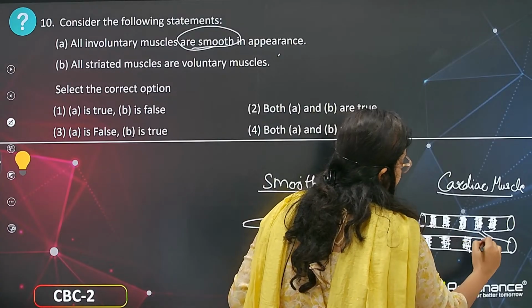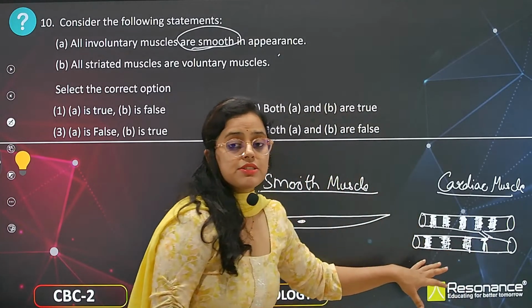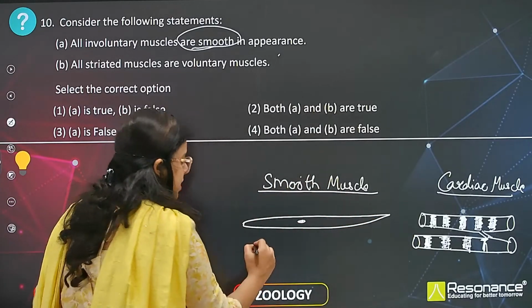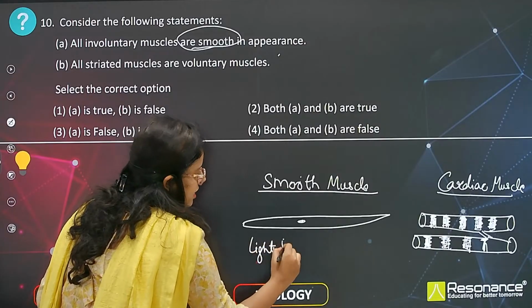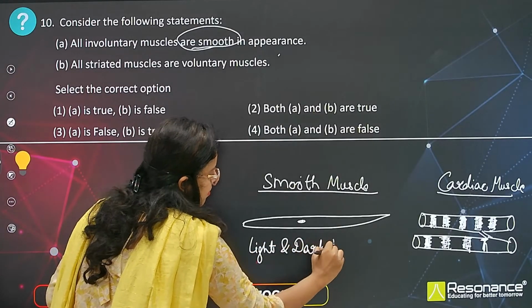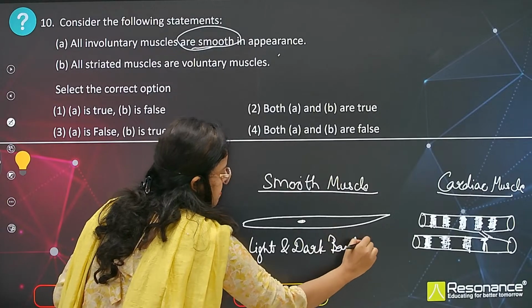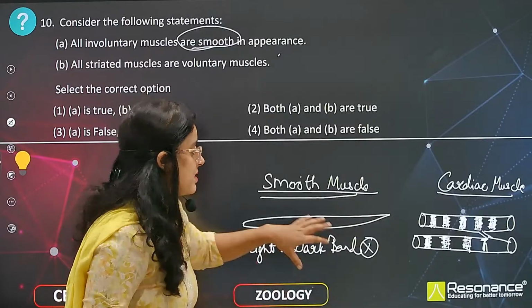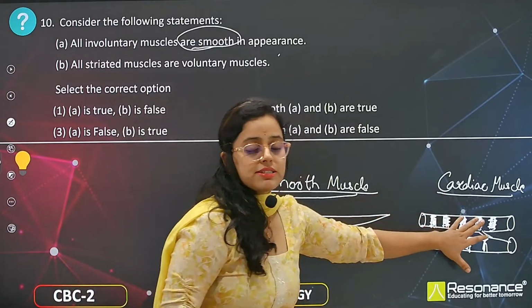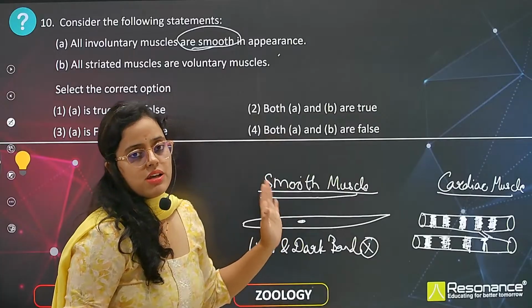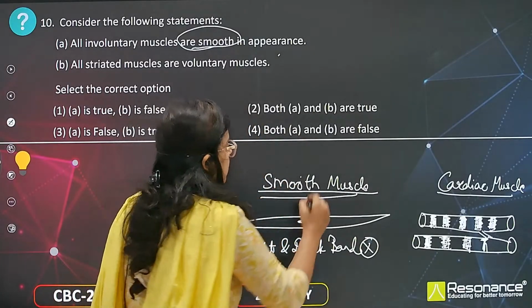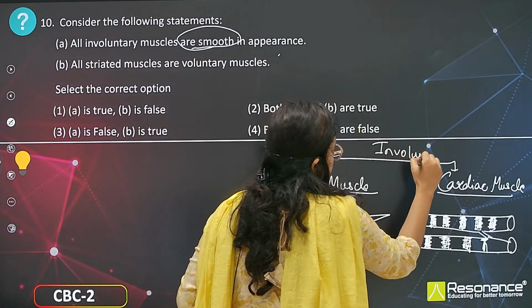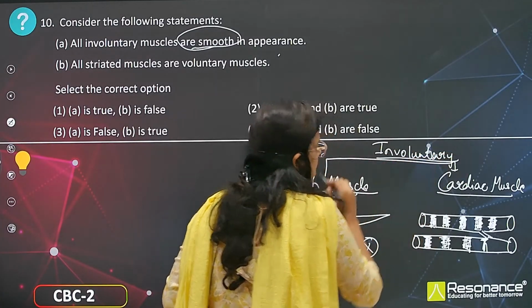Because of these light and dark bands, these muscles appear to have a rough surface, whereas these muscles appear smooth. Why? Because they don't have light and dark bands; they are absent. That is the reason they are called smooth muscles. The surface of the muscles is very smooth, whereas cardiac muscles are striated and skeletal muscles are striated. Both smooth muscles and cardiac muscles are involuntary. The function of both is involuntary, not under control.